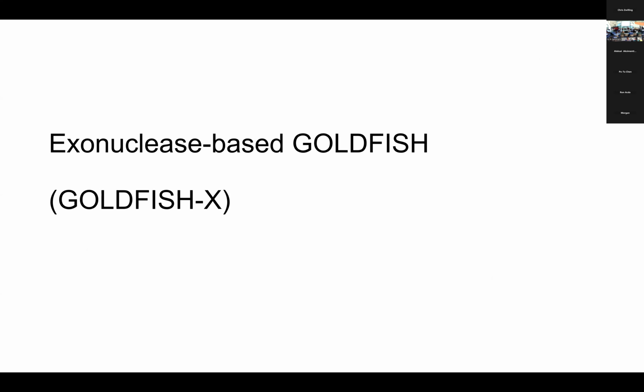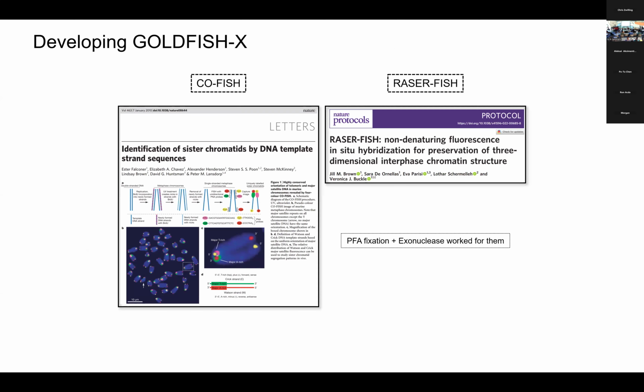So, having in mind that I want to develop a high resolution DNA imaging method, this is where I picked up the project. We figured out another way of achieving local denaturation, but instead of using Rep-X, we are using exonuclease, and we termed it GOLDFISH-X.